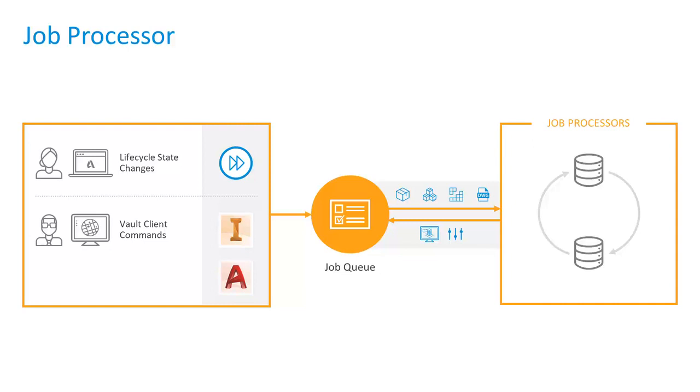Let it do the heavy lifting. Property synchronization, automatically create secondary documents like PDFs. Vault comes with out-of-the-box jobs, but you can create your own. Think about create a flat pattern when you release a sheet metal part. The job processor helps you automate tasks.